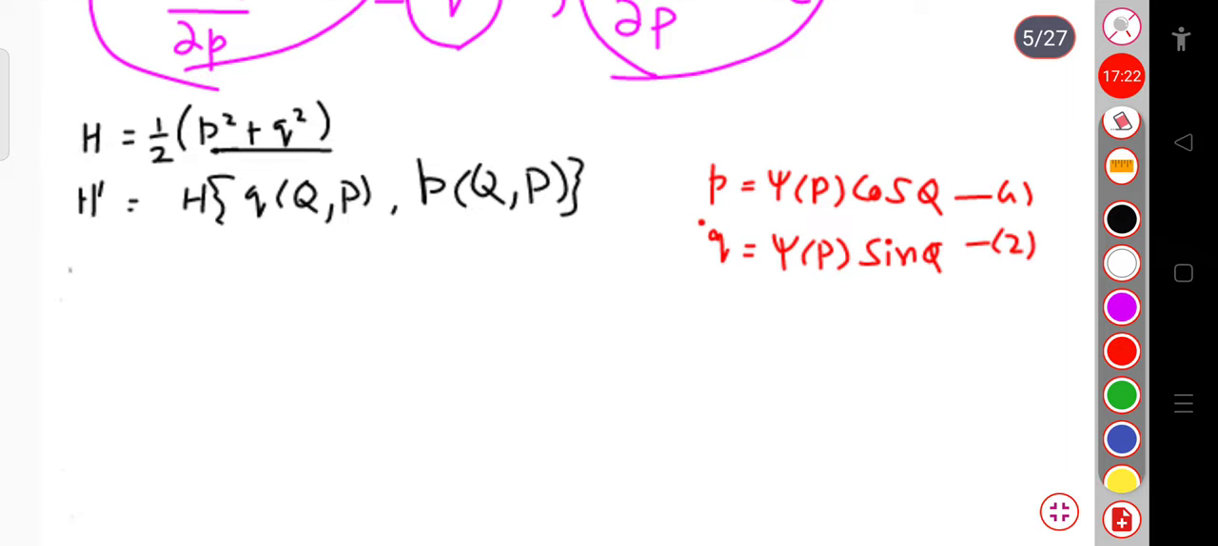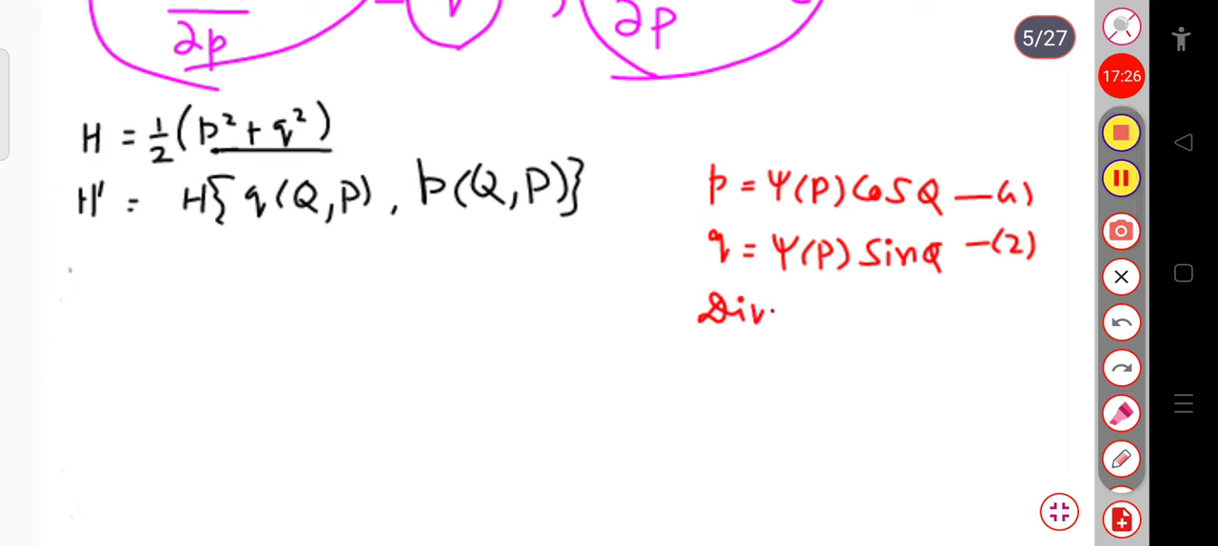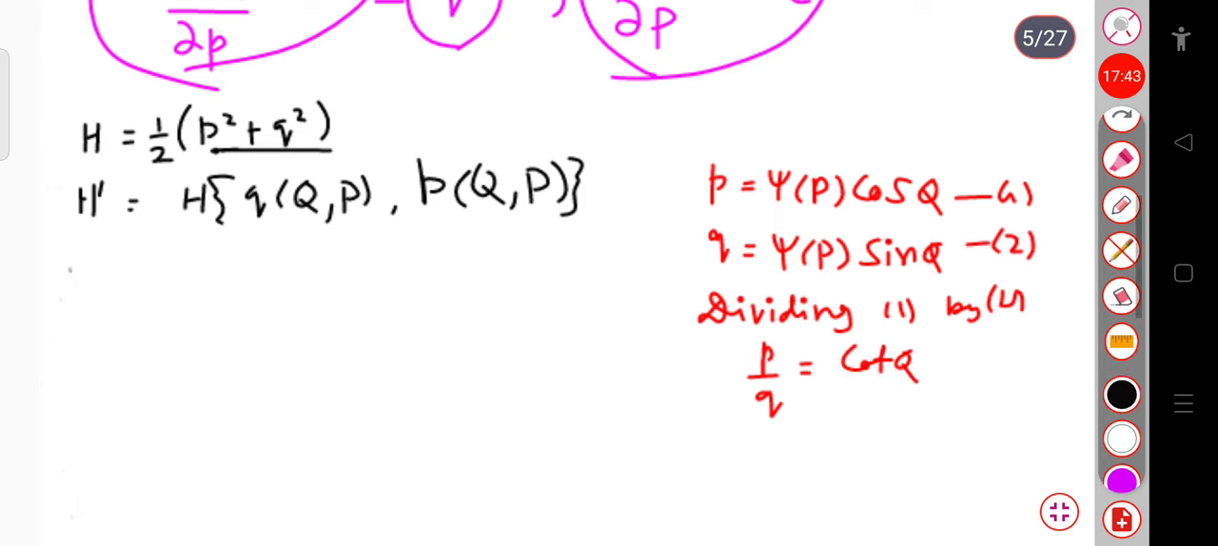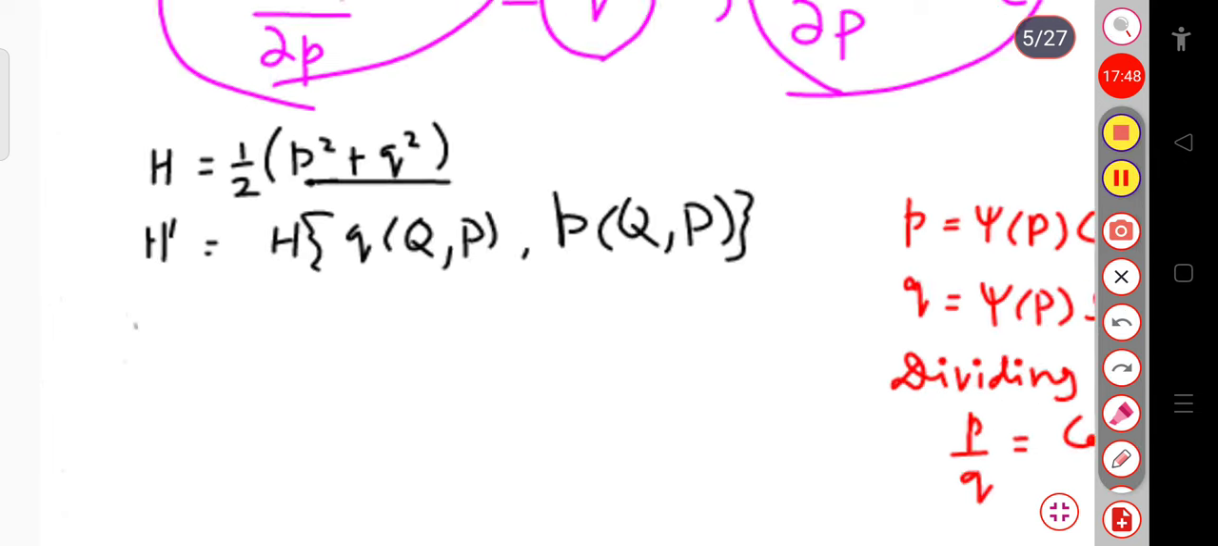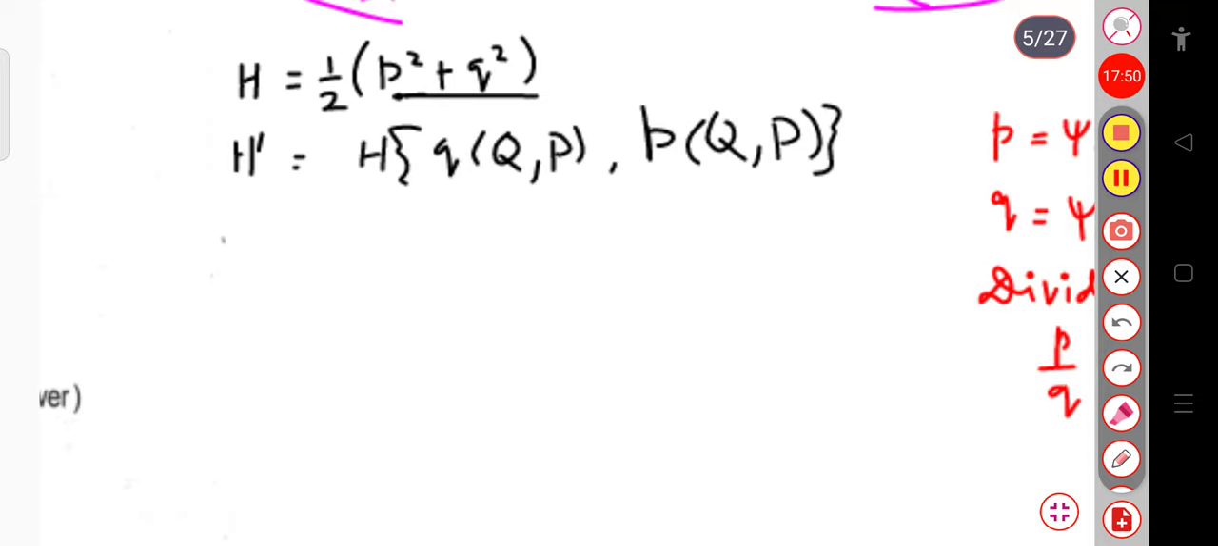So dividing equation 1 by equation 2, small p by small q is equal to psi of P cancelled, cos by sin, that is cot Q. Or simply we can write small p equal to small q into cot Q. Now let me write the small p value equal to q cot Q.